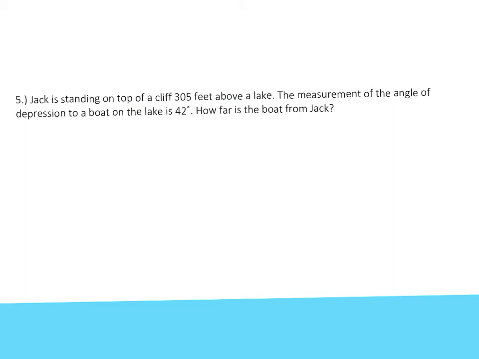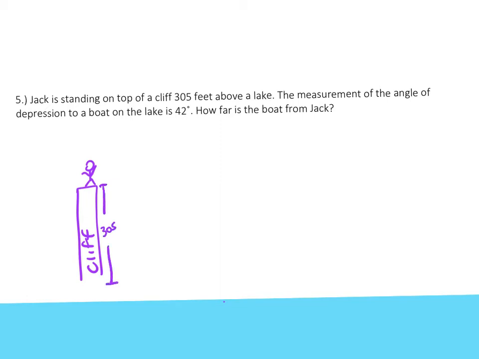All right, so 5 says Jack is standing on top of a cliff that's 305 feet above a lake. The measurement of the angle of depression to a boat on the lake is 42 degrees. How far is the boat from Jack? So you've got a cliff, right? Cliff. And then you've got Jack standing on top of the cliff.